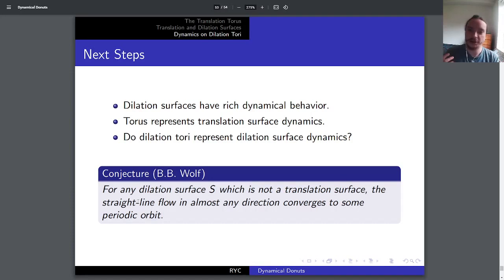But people are working on this and it's not yielding any information. I mean, it's just really, really hard to do. So maybe there are other methods you could try similar to the one that we did for the dilation torus. But right now this seems like kind of a hopeless conjecture. But a lot of people are working on it and we'll see what happens.